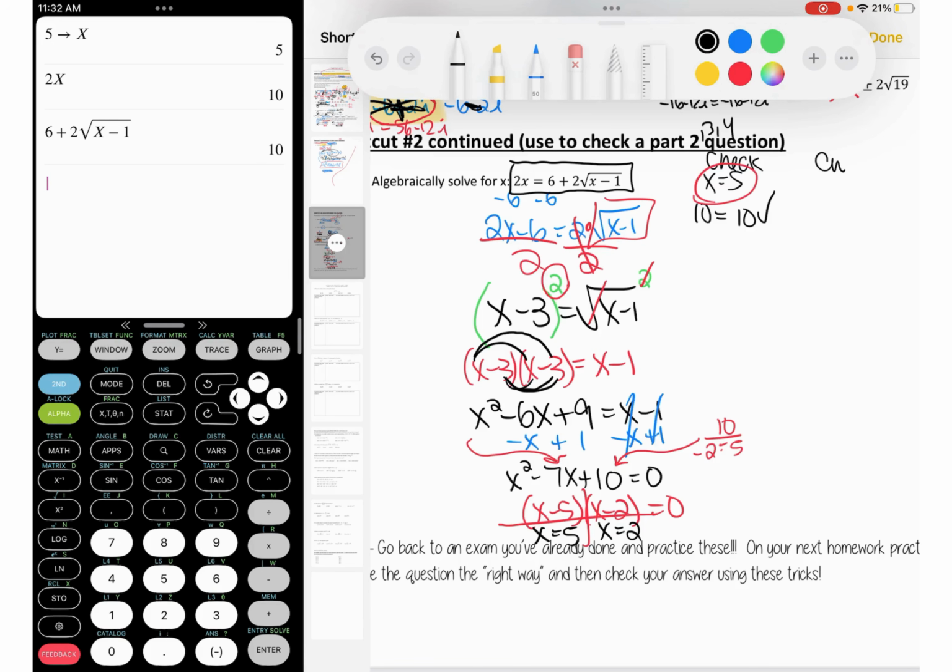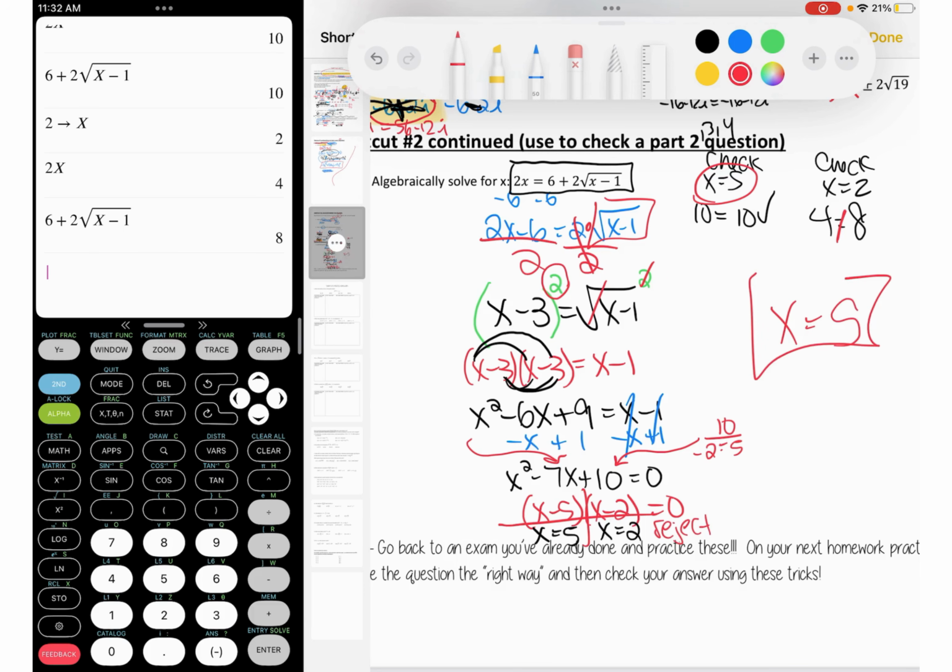Now let's go through and check the other answer, which was x equals 2. So I'm going to 2 stow x enter. The left side was 2 times x, which is just 4. I want to see if I get 4 on the right side, and I get 8 when I type it into the right side. 4 does not equal 8, so that means that 2 gets rejected, and your answer is x equals 5.